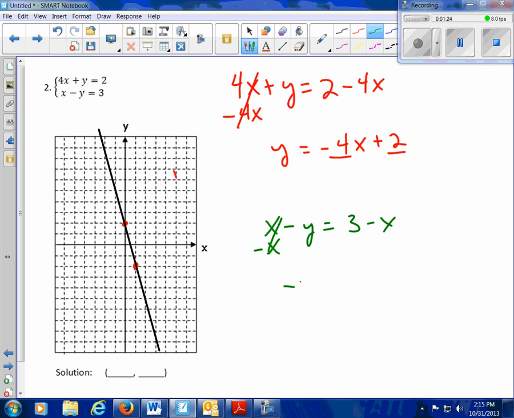And what that leaves me with is negative y equals negative x plus 3. Don't forget the negative sign in front of y. It has to come down. Alright, so how do I get rid of the negative 1? Well, I'm going to change my sign for everything. What I'm really doing is multiplying both sides of my equation by negative 1, or dividing both sides of my equation by negative 1. It does the same thing. So what that leaves me with is my second equation as y equals x minus 3.